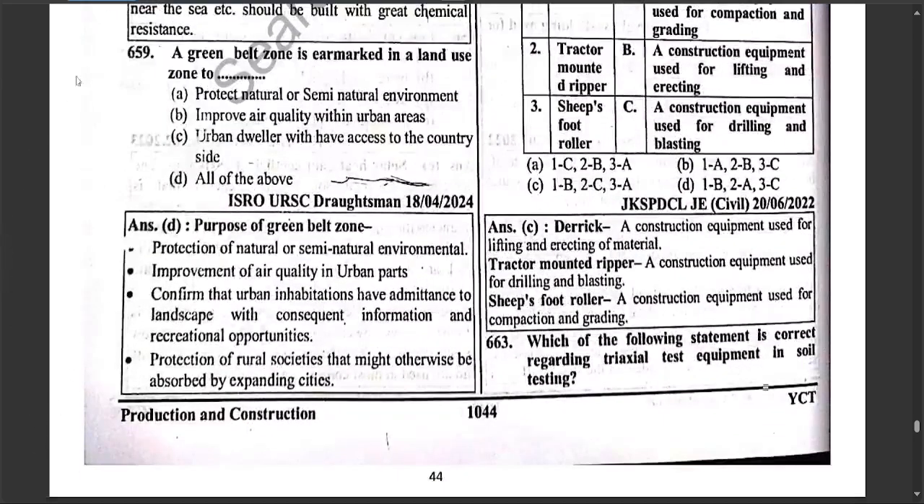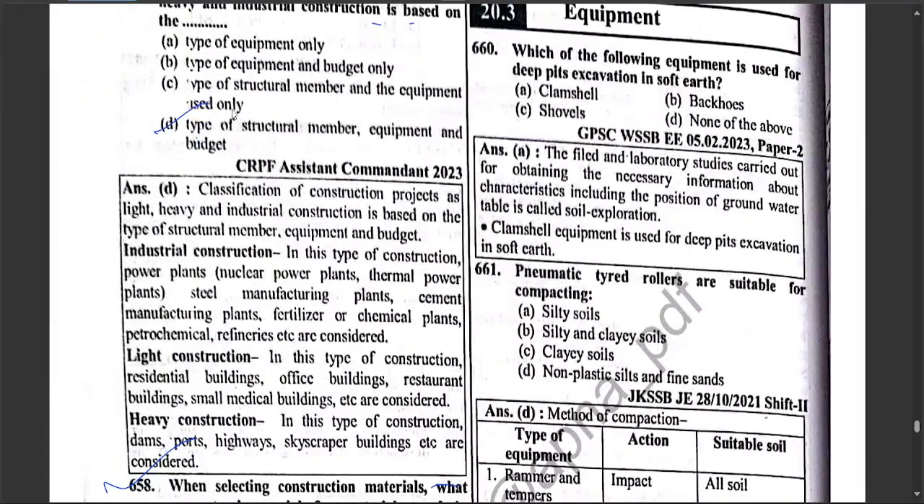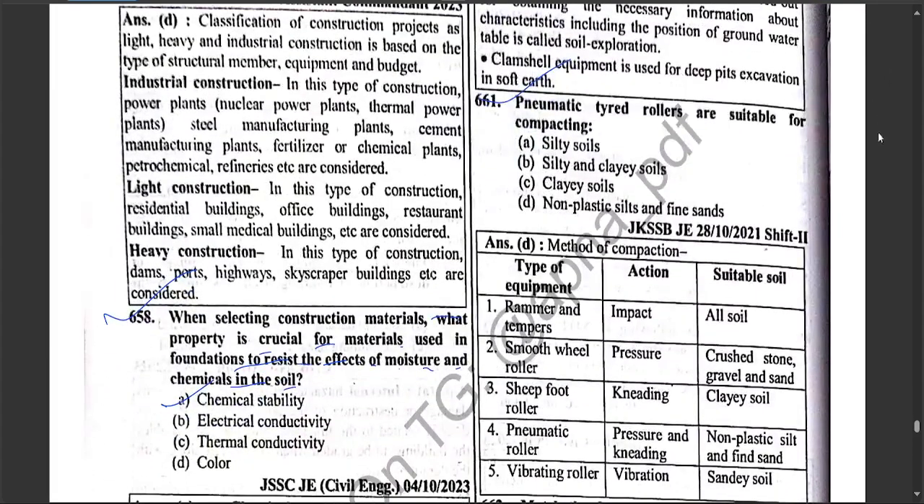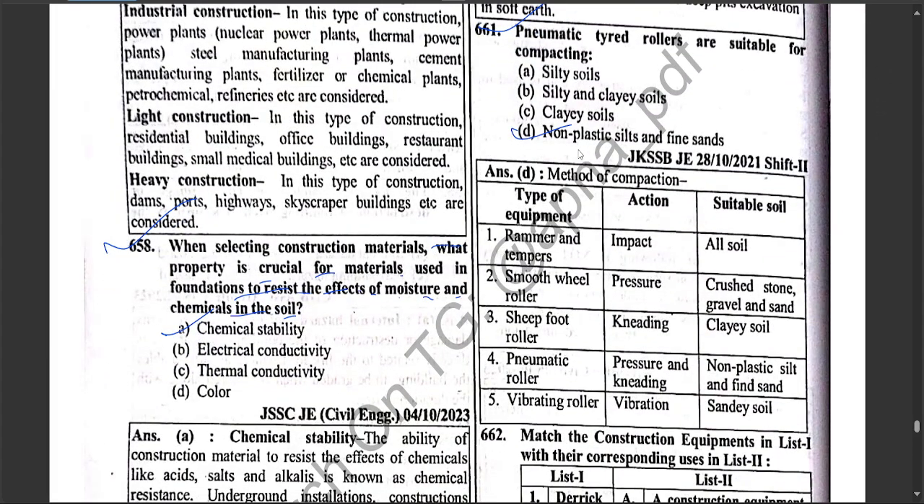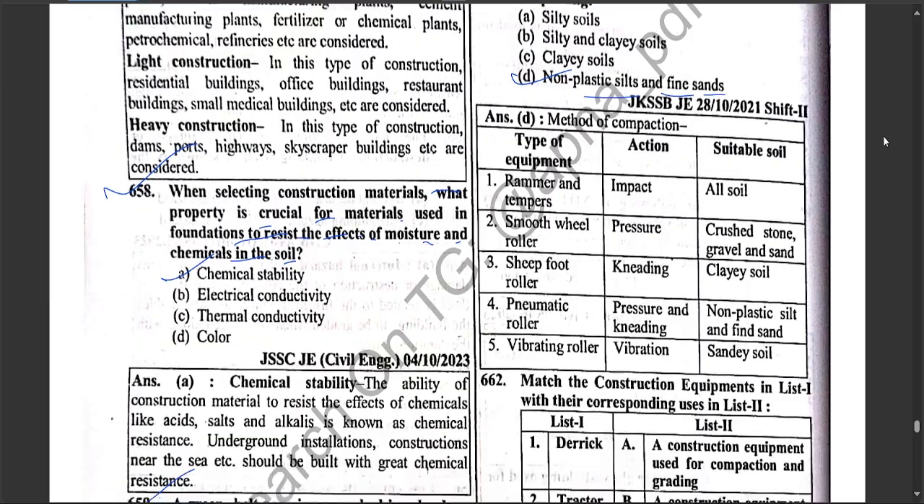A green belt zone is earmarked in land use zone, which is to protect natural or semi-natural environment, improve air quality within urban area, and urban dwellers have access to countryside, hence all of the above. Correct answer. Which of the following equipment is used for deep pit excavation of soft earth, which is clamshell? Pneumatic tired rollers are suitable for compacting non-plastic silt and fine sand.